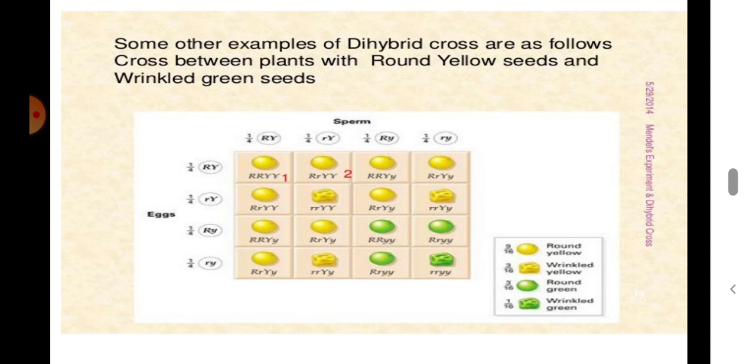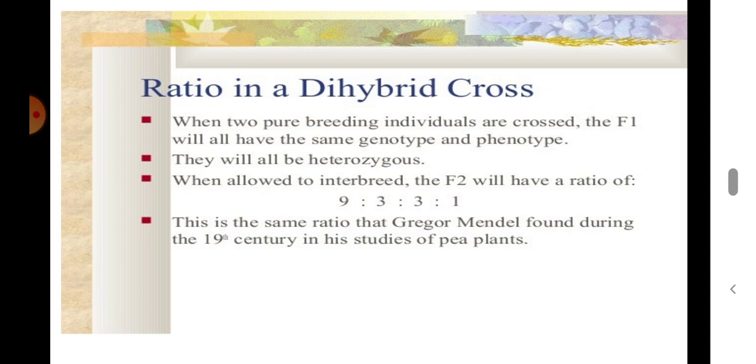Some other examples of dihybrid crosses are shown here, and here is the picture pasted. The 9 are the round yellow ones, and then 3 of them are wrinkled yellow, and 3 of them are round green, and 1 is the wrinkled green color.